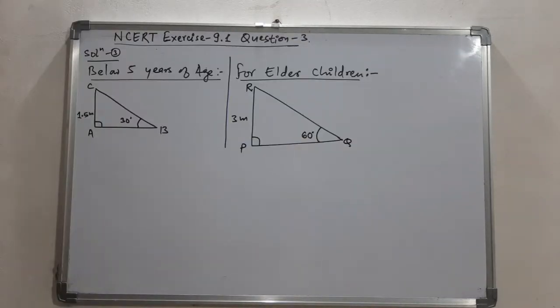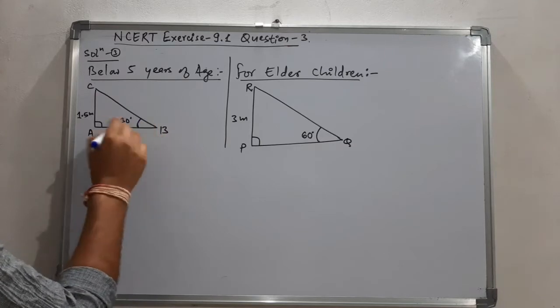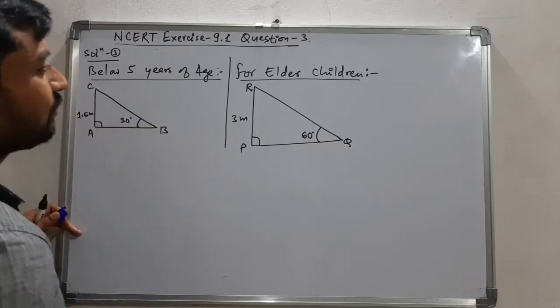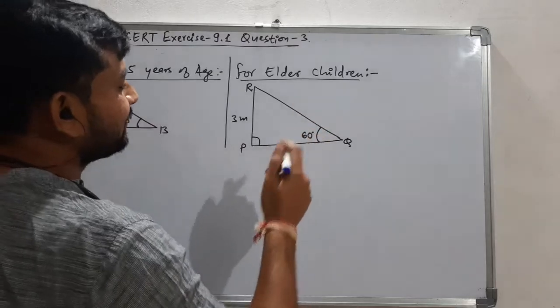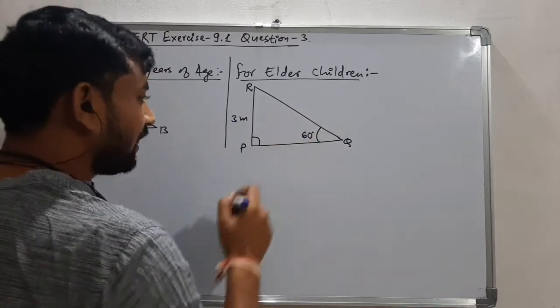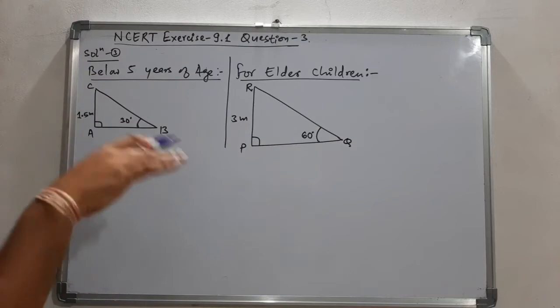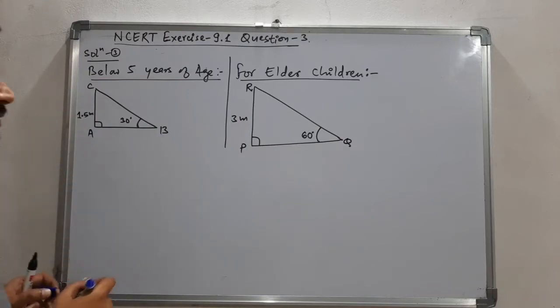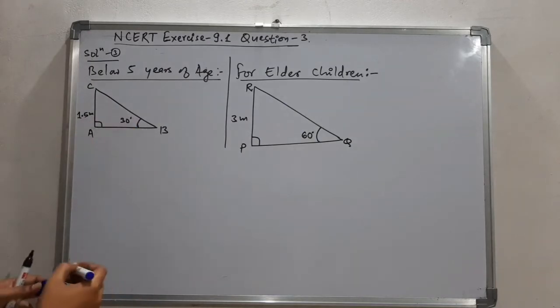So now let us come to the third question here. The question is about the slide which we installed for different ages. The first case is for below 5 years of age. The slide is at height 1.5 meter and the angle made by the slide at the ground is 30 degree. And for the age above 5 years, elder children, the height is 3 meters and the angle at which the slide is inclined to the ground is 60 degrees. In both the cases we have to find the length of the slide.